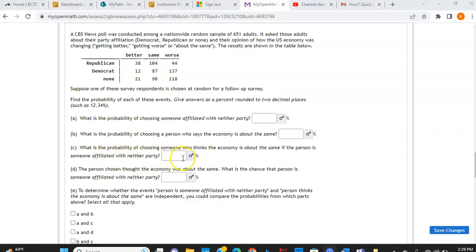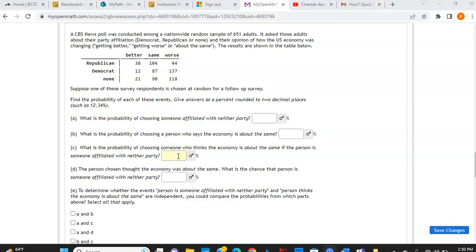Out of those people, we want to know who thinks the economy is about the same. So out of those people in that last row, the people who thought it was about the same was these 90 right here. So it's 90 out of 229 for that probability.